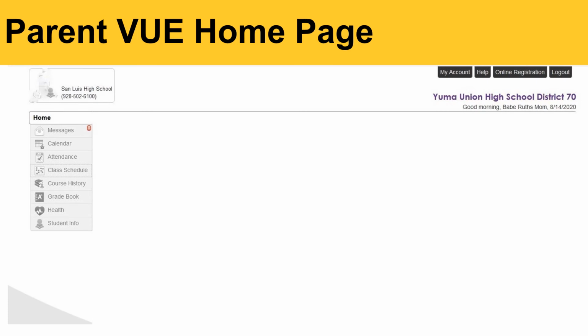So I want to give you an insight of what the Parent VUE homepage will look like. Here, as you can see, on the top left corner, you'll see the school's information, a phone number, and then the menu. That is the menu of the things that you have access to, and I will go more in depth into each one of them.